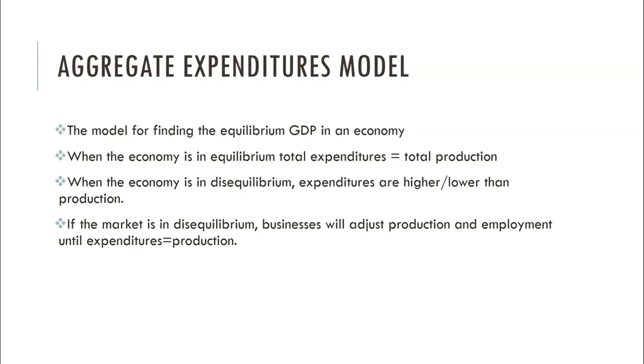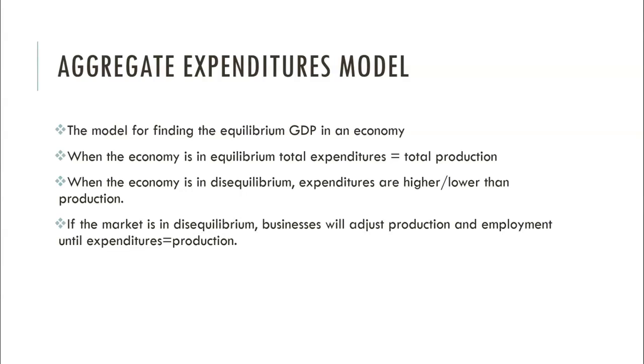When the market is in a disequilibrium, businesses are going to adjust production and employment levels until they get back to that point where expenditures equal production. So if expenditures were lower than expected, less than production, that's a signal to businesses that they've overproduced. They wrongly predicted how much their customers were going to be shopping. And so they're going to produce less stuff in the next period, so next month or next year.